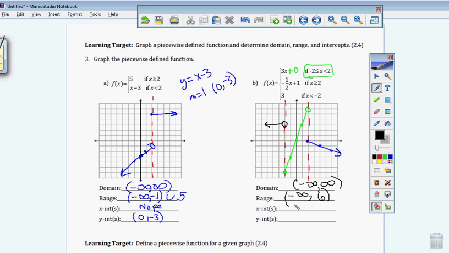X-intercepts, there's actually 2 of them. There's one at the origin, and then there's one at (2, 0). And then the y-intercept was just talked about at (0, 0).